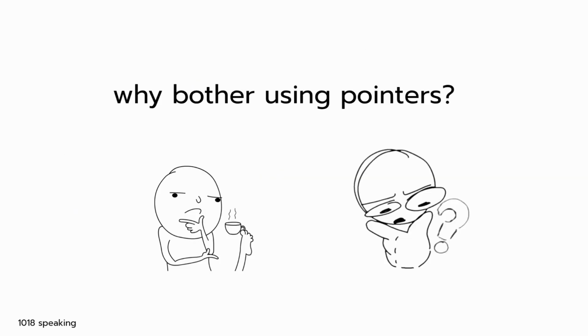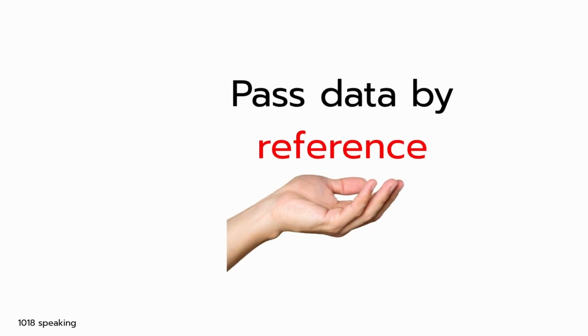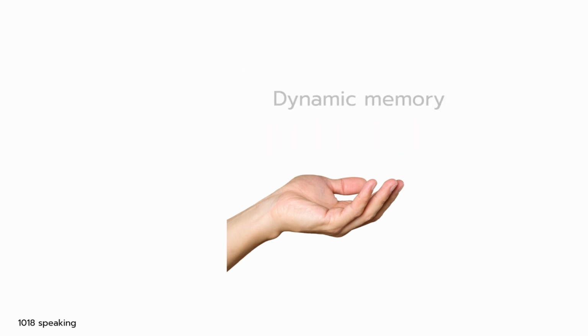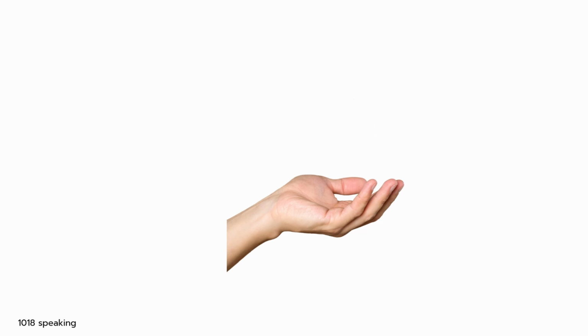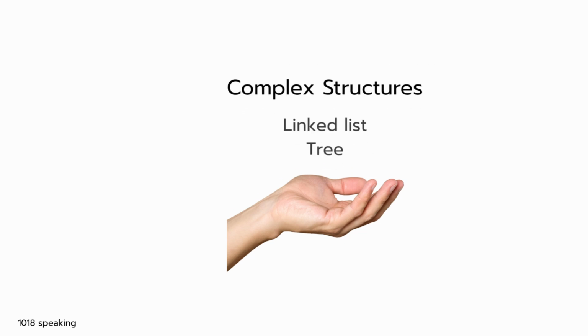So why use pointers? Well, pointers let us do things that normal variables can't. First, they allow us to pass data by reference to functions. That means functions can change the original variable directly. Second, pointers let us manage memory dynamically, using functions like malloc and free. And finally, pointers are what make complex structures like linked lists and trees possible. Without pointers, C would be just another boring language.